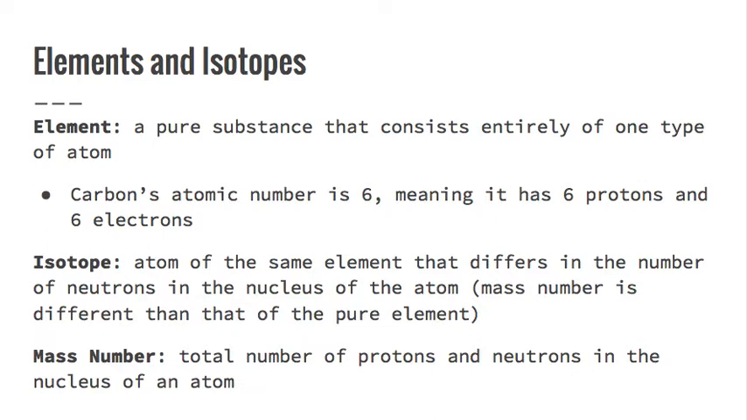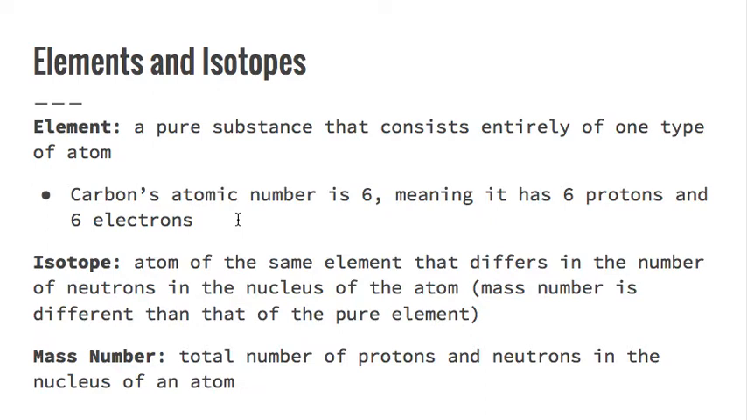So carbon's atomic number is 6, meaning it has 6 protons and 6 electrons. So it has a 0 charge, because if a proton is positive and an electron is negative, 6 positive plus 6 negative leads to a neutral charge. All elements are going to be that way. They're going to have that neutral charge with 6 protons and 6 electrons, or if it has 18 protons, it's going to have 18 electrons.